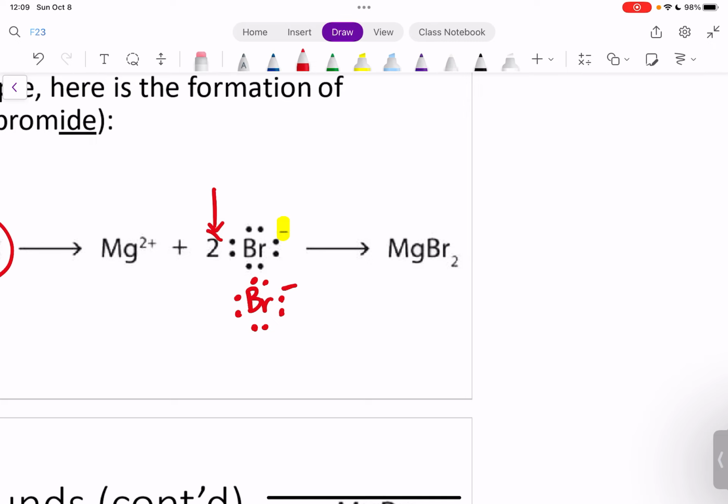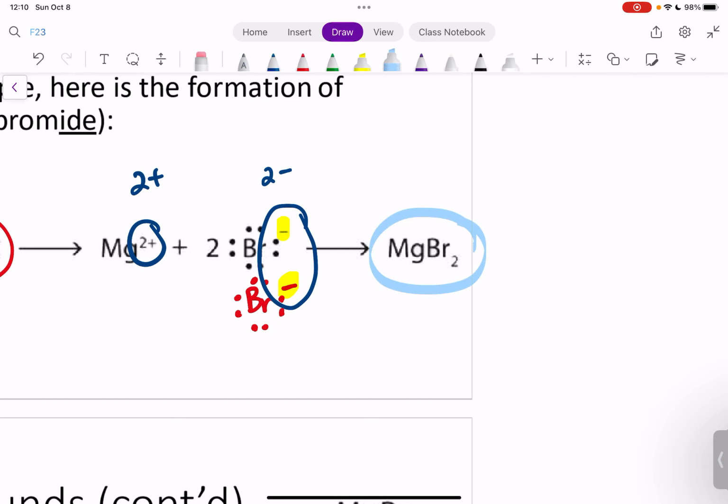So what I've done is I've just taken this 2 and I've shown both of my bromines, okay? So I've got 2 bromines here, each with a negative charge. What's the total for those negative charges here? Yeah, that's a 2 minus charge, right? We've got 2 negative 1 charges, and when we add those 2 together, we've got 2 minuses. Well, that's going to cancel out with our 2 plus charge over here. And we're going to be left with a neutral compound called magnesium bromide.